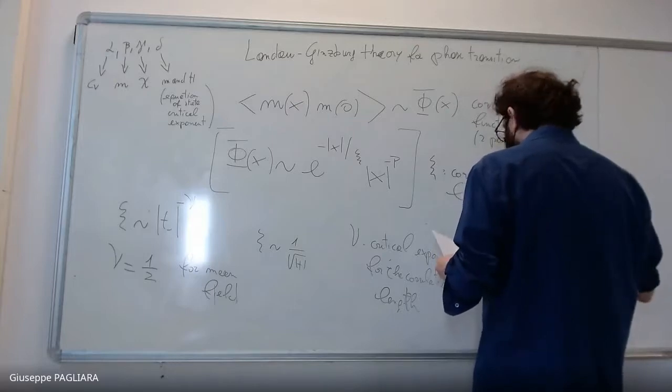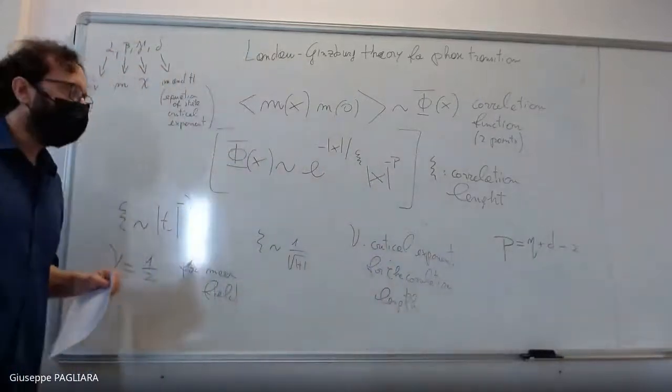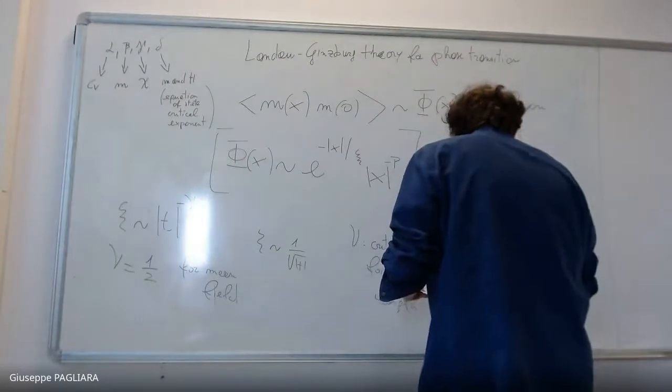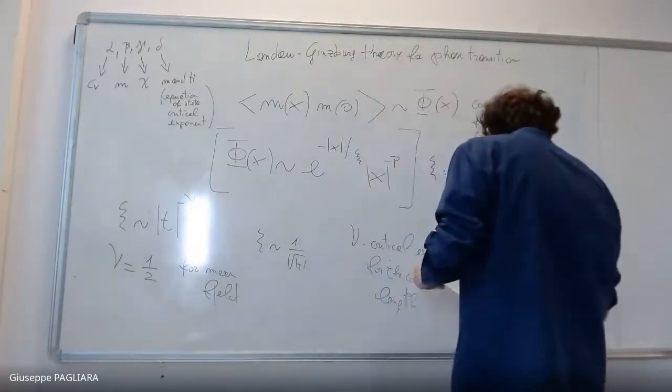So I'm not going to ask you those things at the exam, of course, because we are just sketching. And the other critical exponent is theta, which is called the anomalous dimension.